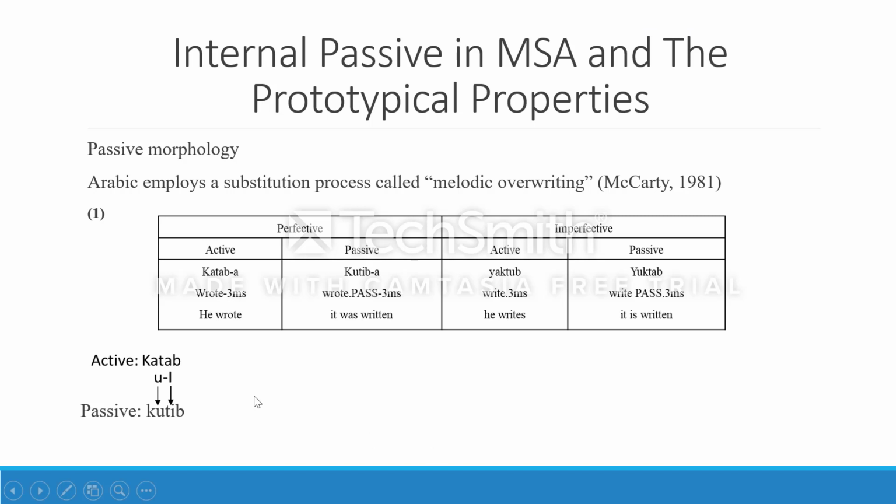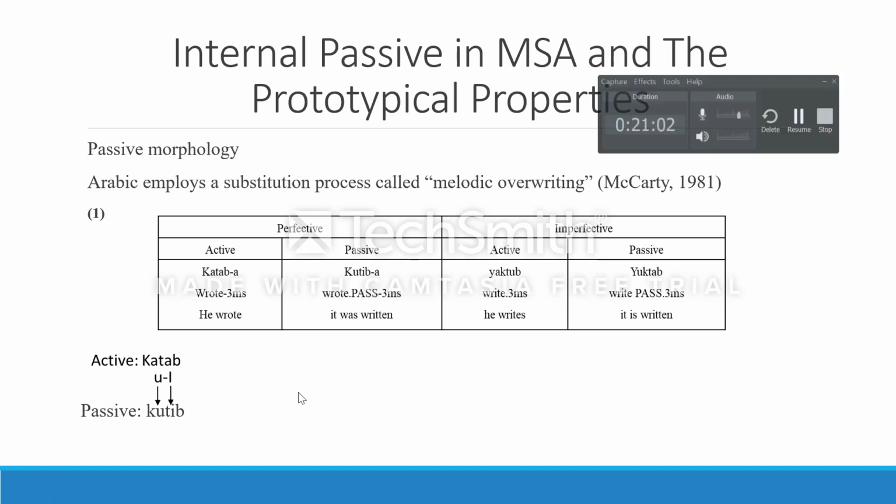Internal passive employs a very special process called melodic overriding to mark passiveness on the verbs. This process is actually a substitutional process whereby the vocalic active pattern of the verb is substituted by the passive vocalic pattern. As we see in this table, the perfective active vocalic pattern of this verb undergoes this process and it becomes kutiba. So it used to be kataba and then it's kutiba, and this is the passive morphology. Also in the imperfective vocalic pattern, we see the active form of the verb yaktub, and it becomes yuktab.